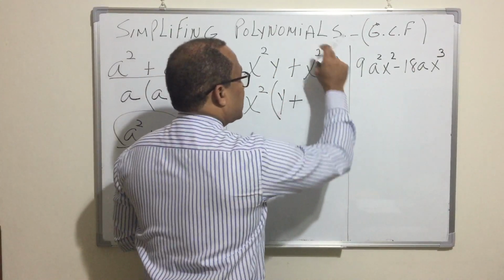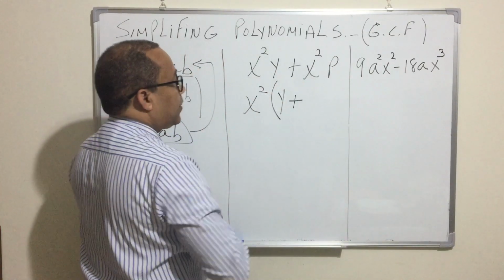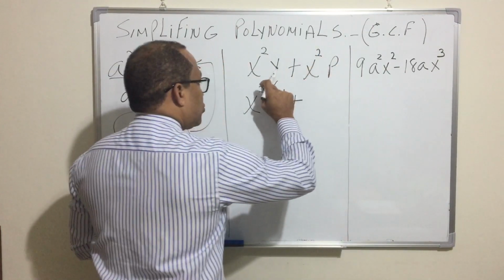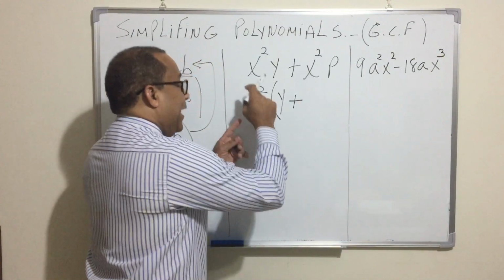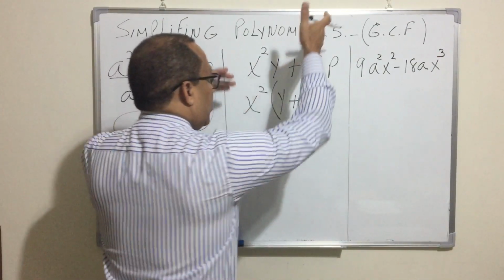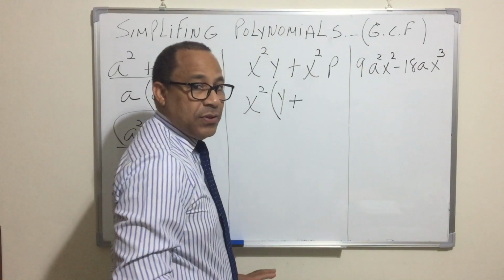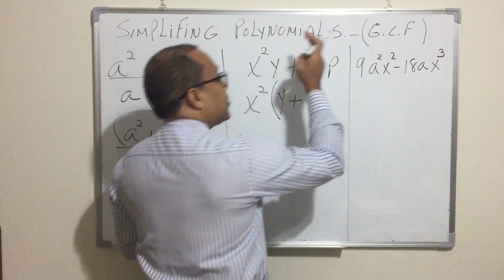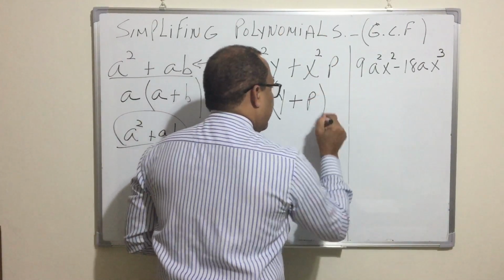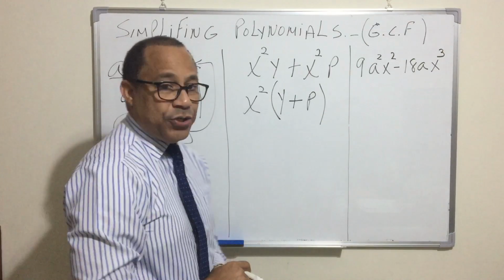And then x to the second p divided by x to the second. Again, 2 minus 2 is 0. x to the 0 equals 1. So the x to the second cancels out, because 1 times p is equal to p. This is the result of the operation.